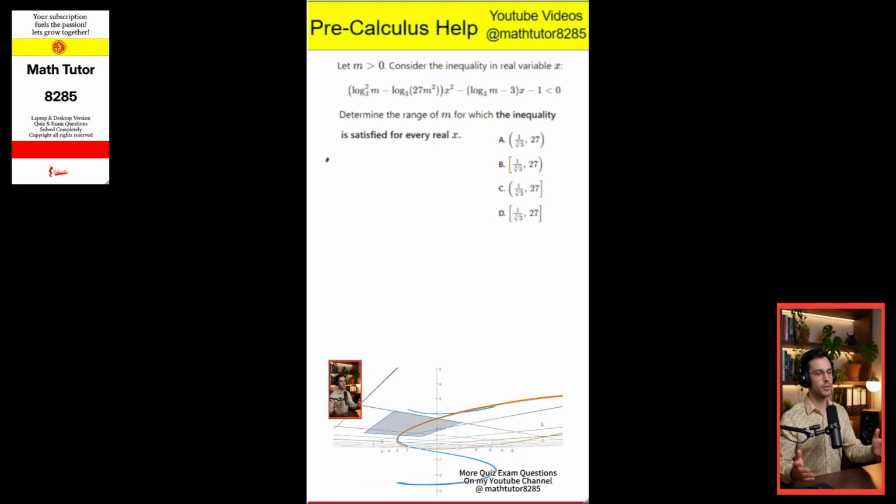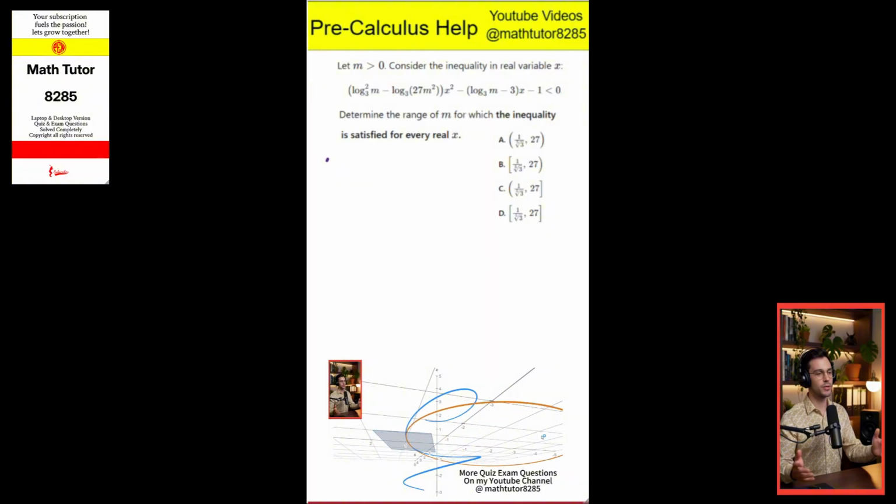Let m be a positive real number. Consider the inequality in the variable x. The expression consisting of the square of the logarithm base 3 of m minus the logarithm base 3 of the quantity 27 times m squared, all multiplied by x squared, then minus the quantity logarithm base 3 of m minus 3 multiplied by x, and finally minus 1, is less than 0. For which values of m is this inequality true for every real value of x?